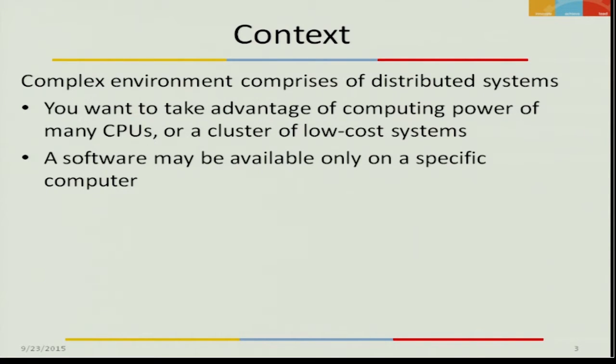There could be another reason: a software may be available only on a specific computer. So there may be some regulatory requirement because of which the software must reside on a particular computer. You can't just take the software and distribute it or co-locate it with your application. It must be on a specific computer, and you can't really install anything there. Then you have got no option but to have your system on a separate machine and interact with this software.